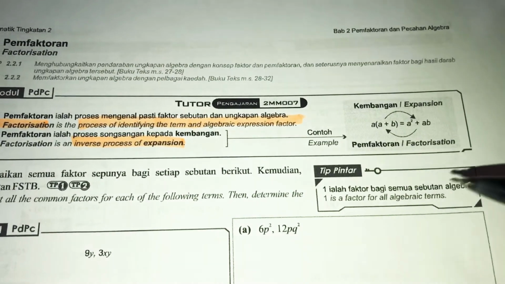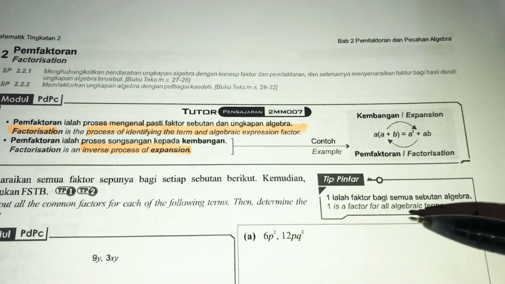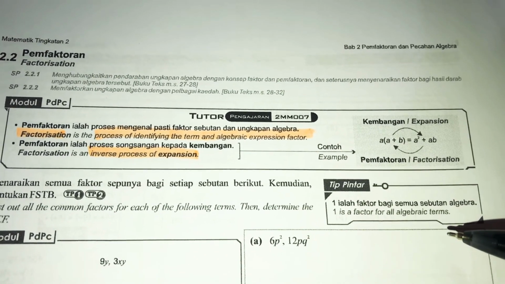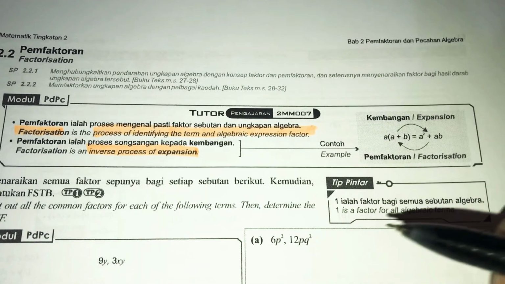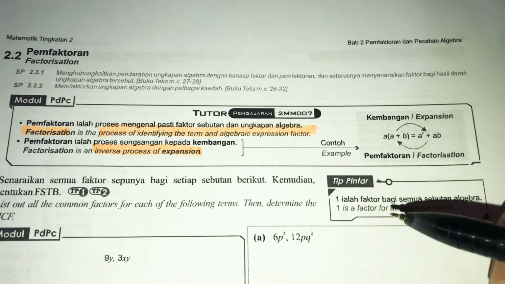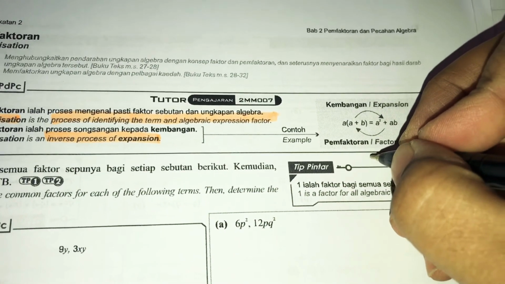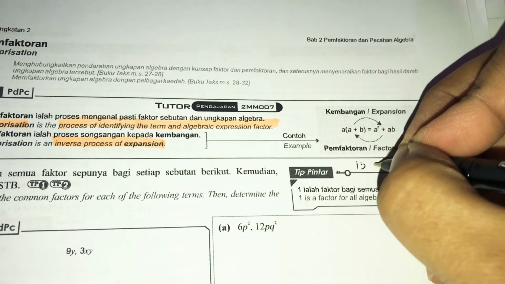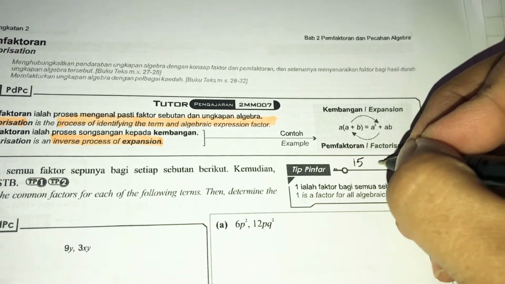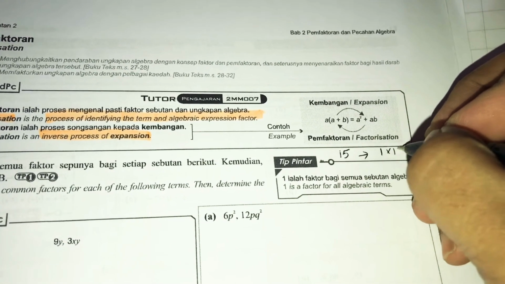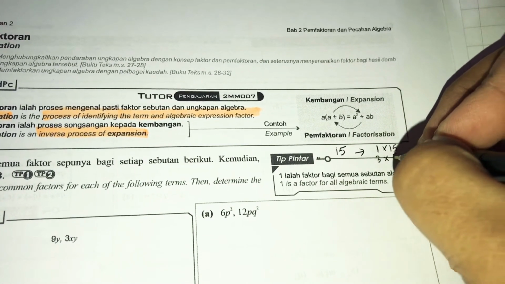Then remember, 1 is a factor for all algebraic terms. This is the same as the previous lesson that you learned in Form 1, factors. For example, if I want to find the factors of 15, let's say 15, to find the factors of 15, start with 1. 1 times 15, 3 times 5, like that.